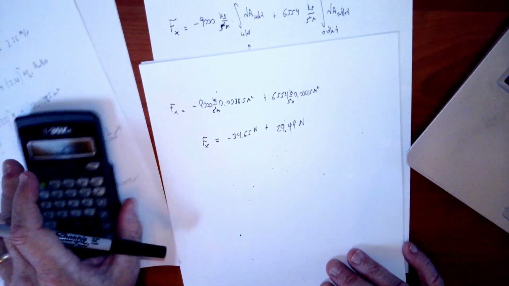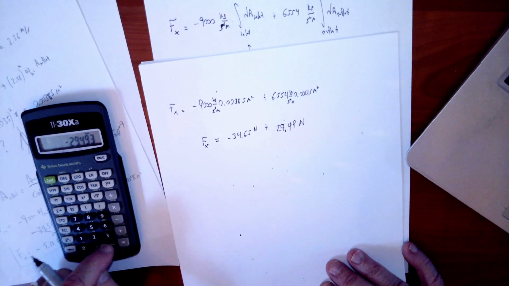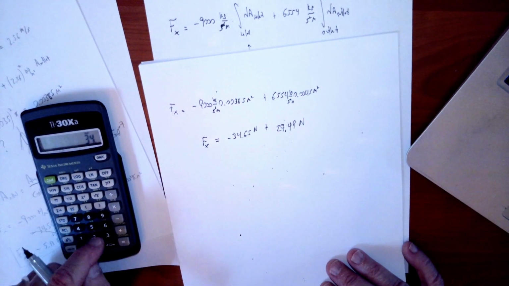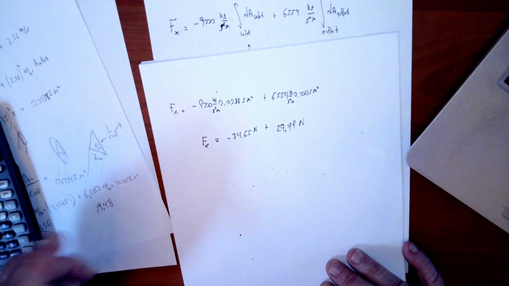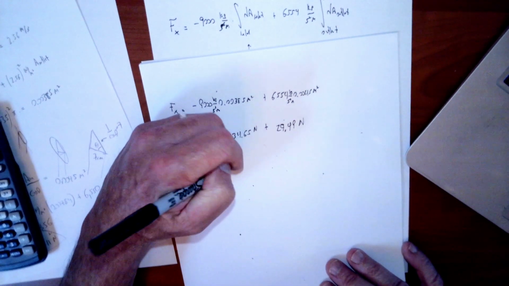So let's see what that is. I add those two things together. Negative plus 34.65 gives me 5.16. Fx is negative 5.16.